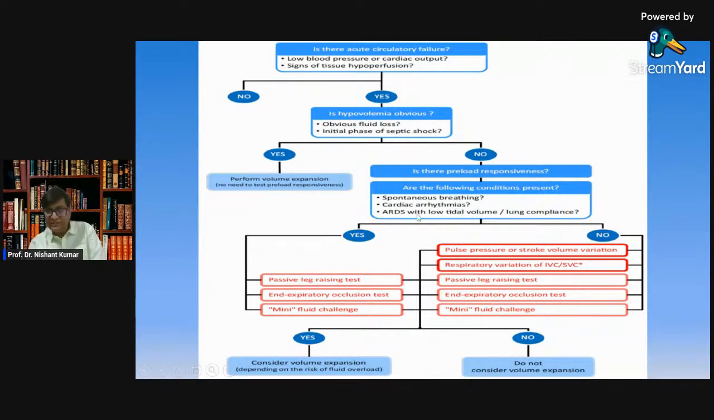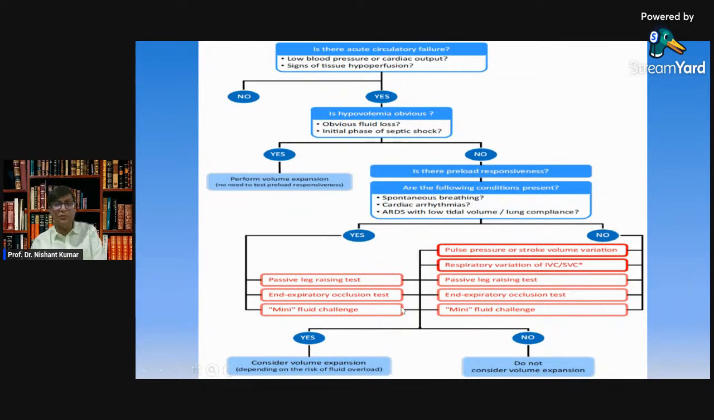So PPV, SVV, and respiratory variation will not be reliable, and will give you a false value if these conditions are present. So passive leg raise and expiratory occlusion test, if the patient is intubated, or a mini fluid challenge can be used in both the conditions.